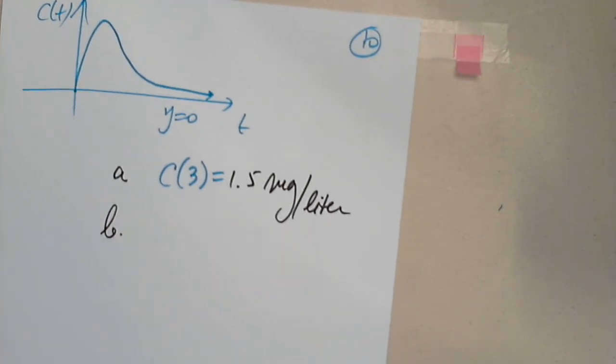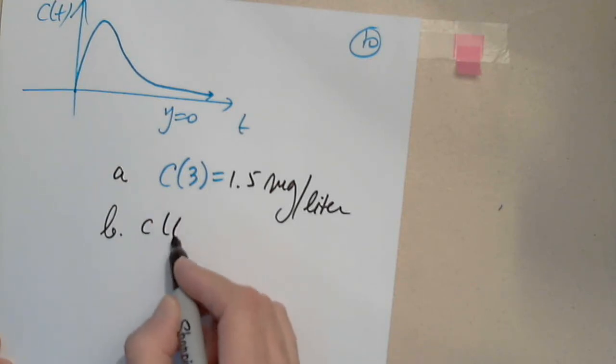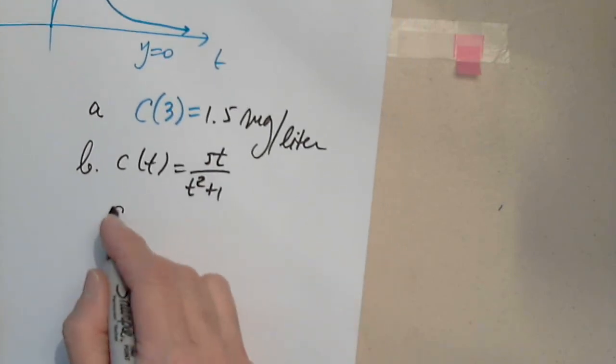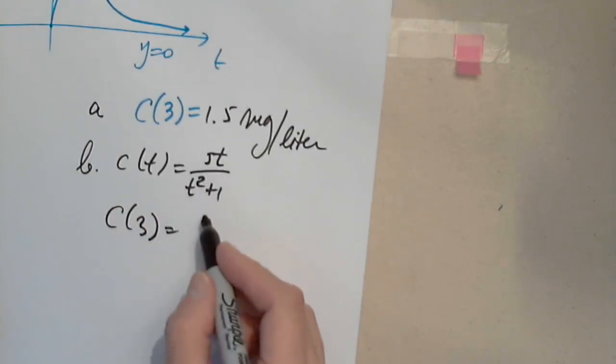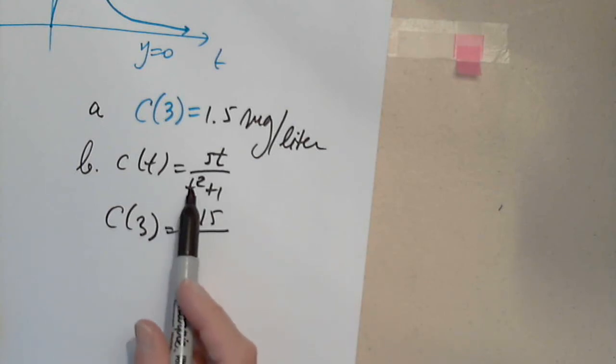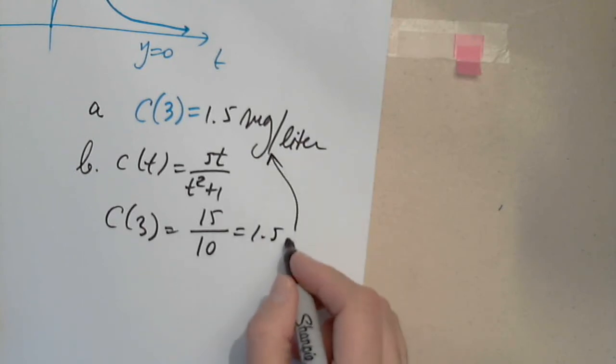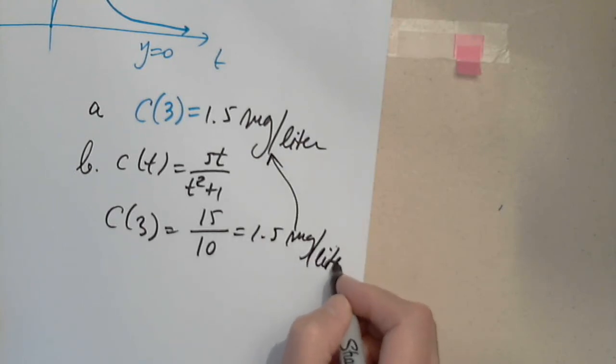Then in part B, they want us to use the function's equation to determine the concentration. Okay, fine. So we had that C of t was 5t over t squared plus 1. So then C of 3 will be 5 times 3, which is 15. 3 squared is 9 plus 1, which is 10. Indeed, I get the same thing. Milligrams per liter.